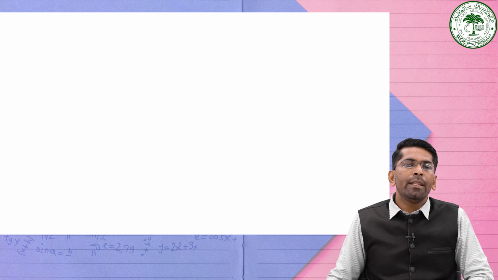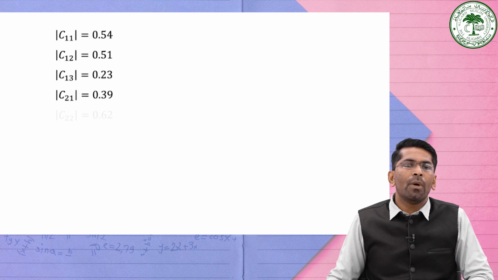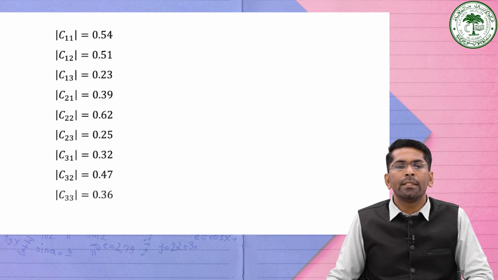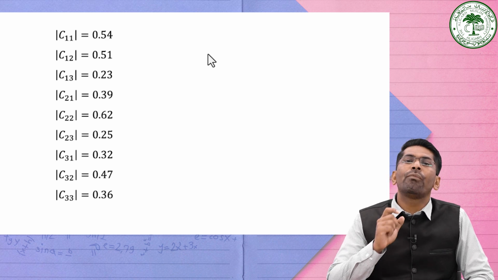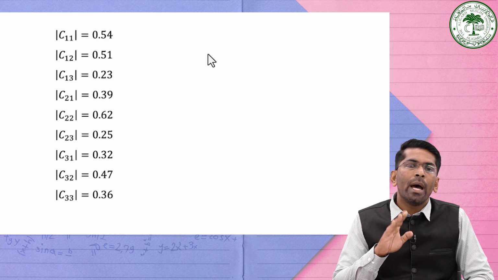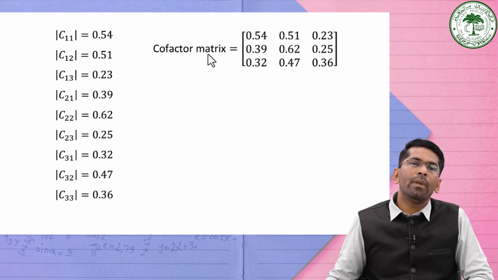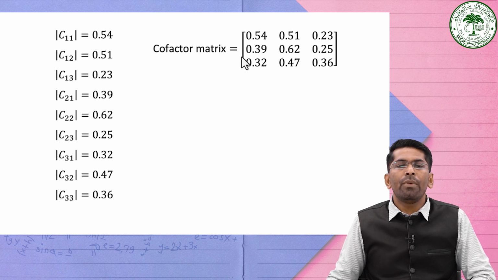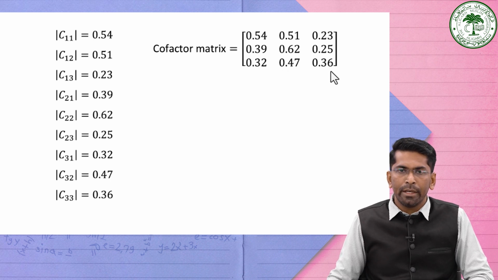I am going to write the cofactors C11, C12, C13, C21, C22, C23, C31, C32 and C33 separately here, so that we can frame the cofactor matrix. We are going to replace the original matrix elements by the cofactor elements so that we get the cofactor matrix. The cofactor matrix is equal to 0.54, 0.51, 0.23, 0.39, 0.62, 0.25, 0.32, 0.47 and 0.36.